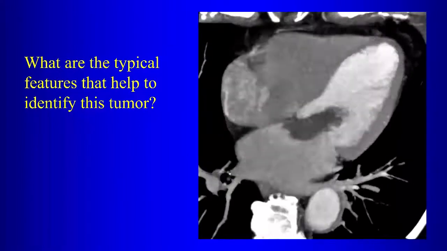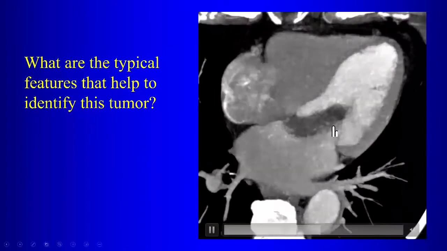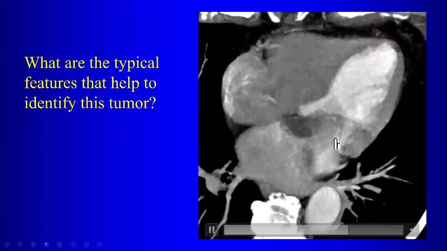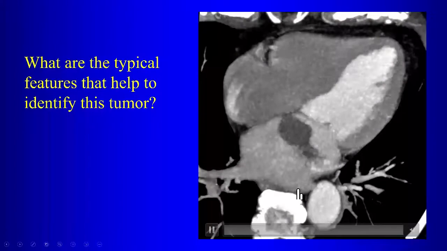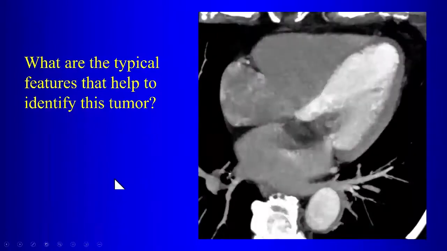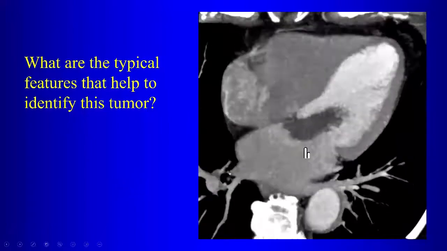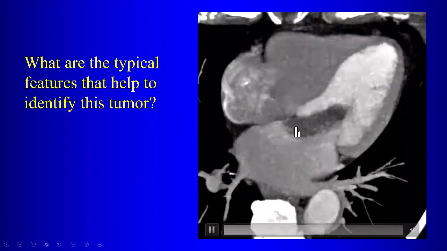Mobile, and it prolapses through the mitral valve. You want to look for those two features. If you have those two features, then the first thing on your list will be left atrial myxoma, if you see something like that. There is one other thing that might mimic this, and that could be a clot that's stuck in a patent foramen ovale.